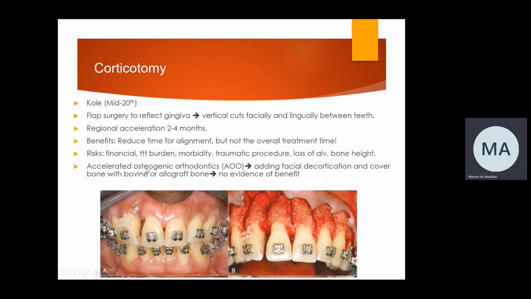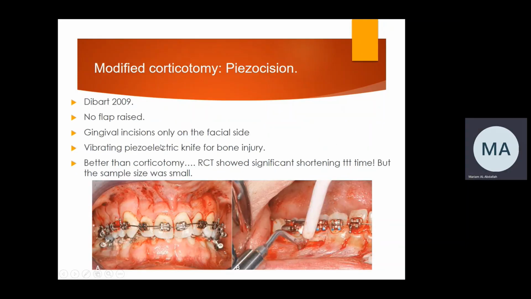So here comes the terminology accelerated osteogenic orthodontics. Again, they are adding facial decortication and cover the bone with bovine or allograft bone. And again, there is no evidence of such benefit. These are aggressive procedures. And this is why this procedure was modified into a more gentle, less aggressive procedure, what we call Piezocision. This was introduced by Dibart in 2009.